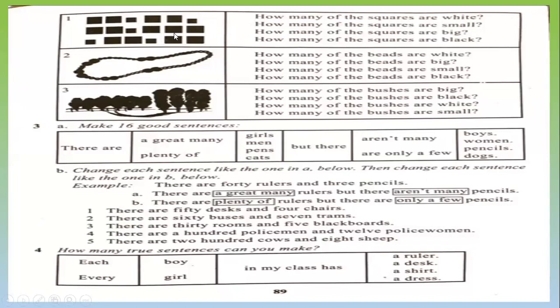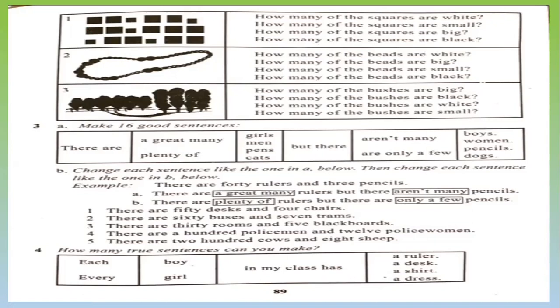No square is white. So the answer is none of the squares are white. How many of the squares are small? A few of the squares are small. How many of the squares are big? A lot of the squares are big. How many of the squares are black? All of the squares are black.